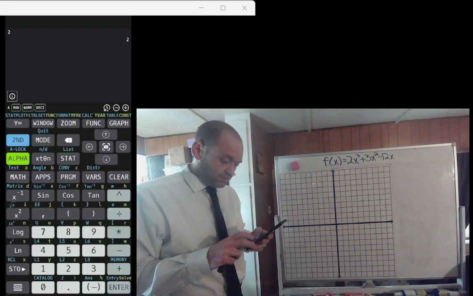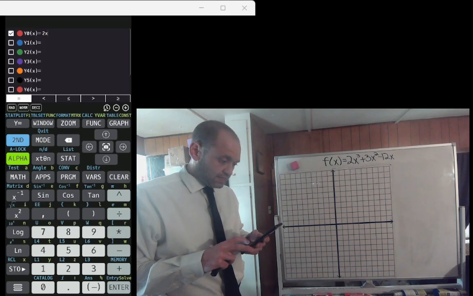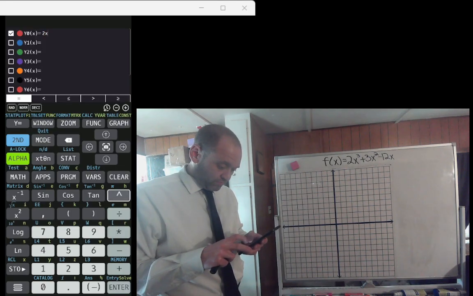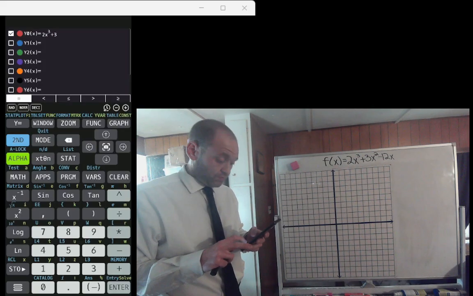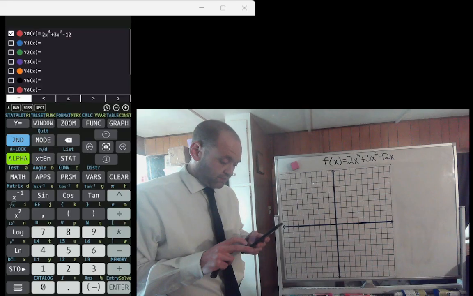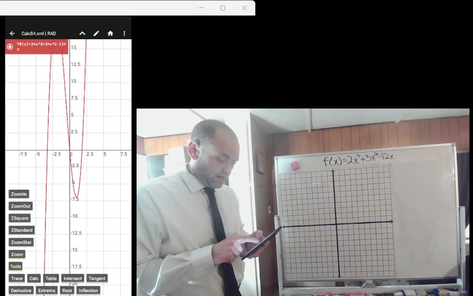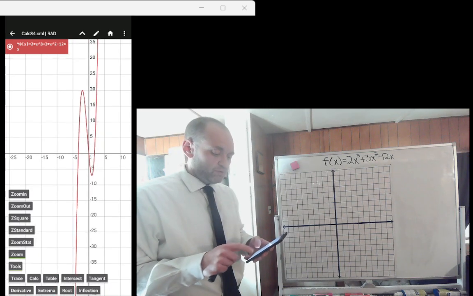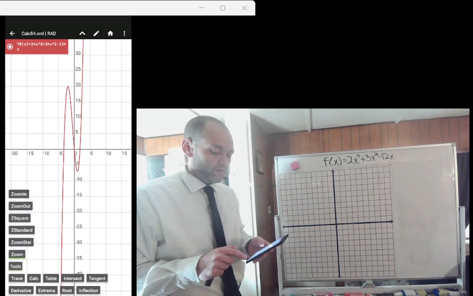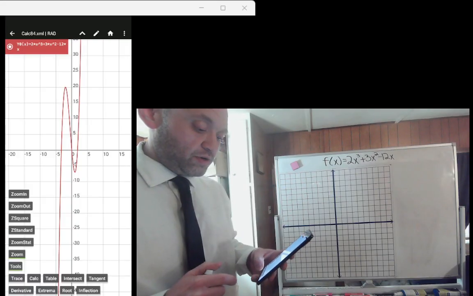Whoops, I didn't want to do that. Alright, 2x to the third plus 3x squared minus 12x. Let's go ahead and graph that. Let's zoom out a bit here. There's your basic cube function, your basic third power function. You're definitely going to have both a max and a minimum.